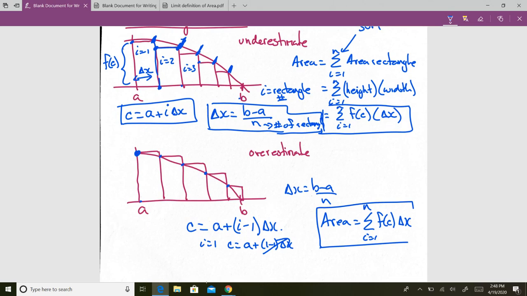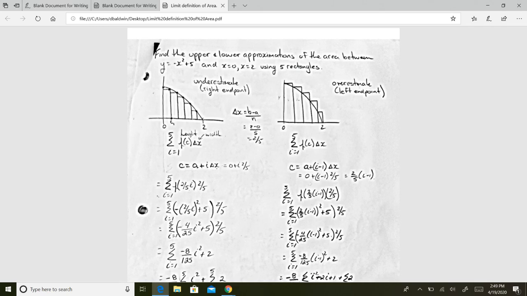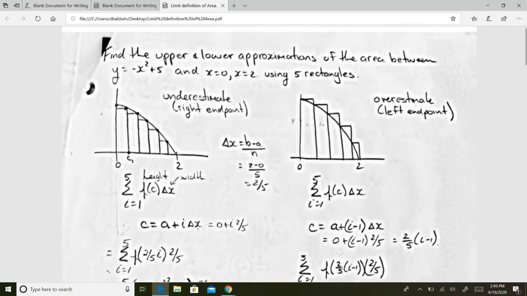All right, let's practice one of these because these are kind of funky. All right, so I've got the notes. I'm going to click on them right now. Here it is right here. These are my notes.